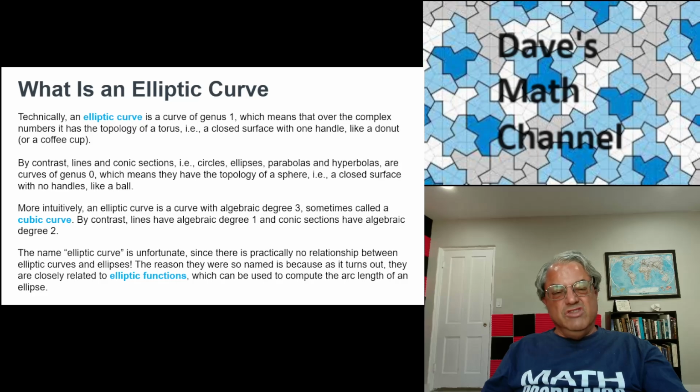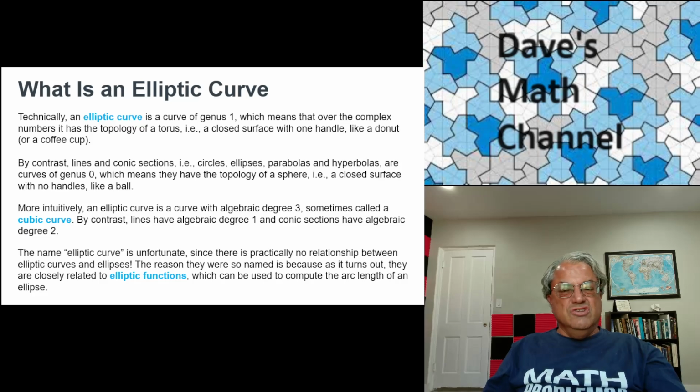But I think the name elliptic curve is a very unfortunate name. They really have nothing to do with ellipses. And I think a lot of people get confused between ellipses and elliptic curves. They're about as similar as Java and JavaScript, which are two completely different programming languages.